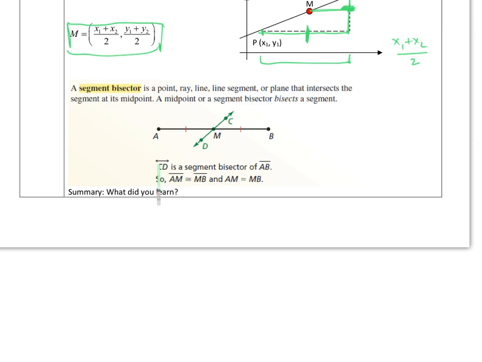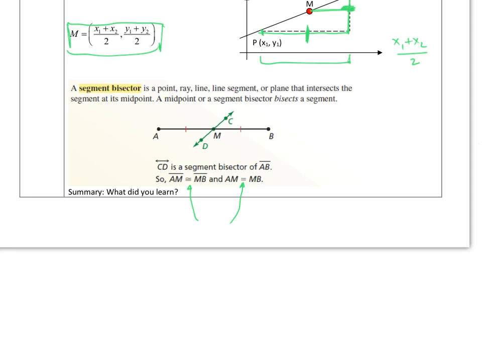So if line CD is a segment bisector of segment AB, then AM will be congruent to MB, and you could say AM is equal to MB. Now you're wondering, what is this congruence? What is this equal? Congruence is more like a generality. When I'm not going to put in numbers, I will just say segment AM is congruent to segment MB, and then AM equaling MB means I'm about to put numbers in. I'm about to say something more specific.